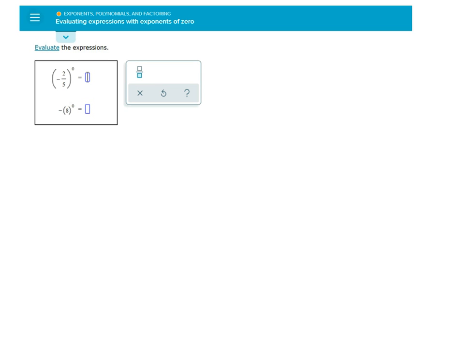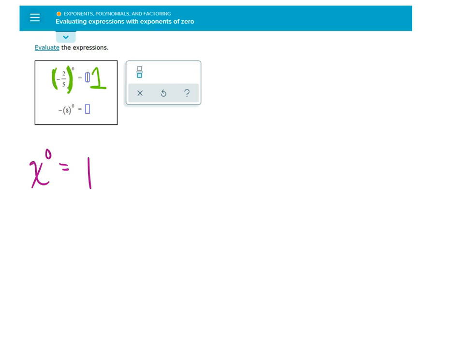All right, when you have an exponent of 0, short and simple, anything raised to the 0 power is equal to 1, period. So that first one up here, they have all of negative 2/5 raised to the 0 power. Since the whole thing is raised to the 0, the answer is 1.